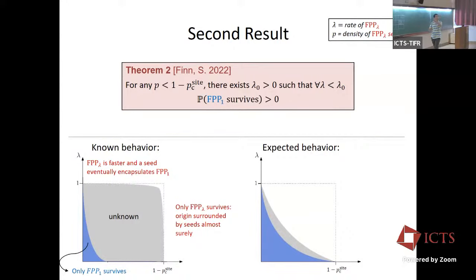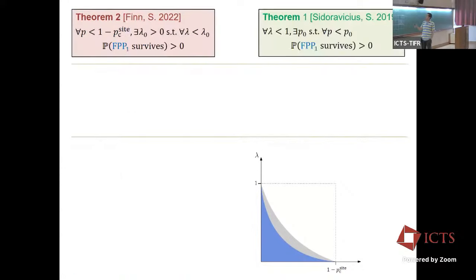We changed the order of the quantifiers. We look at any p that's smaller than 1 minus pc site, and we show that for any such p, if lambda is small, then FP1 survives. Just to confirm, I can put these two theorems side by side, and you see that it's just changing the order. Now we say for any p, lambda small, and before it was for any lambda, p small.